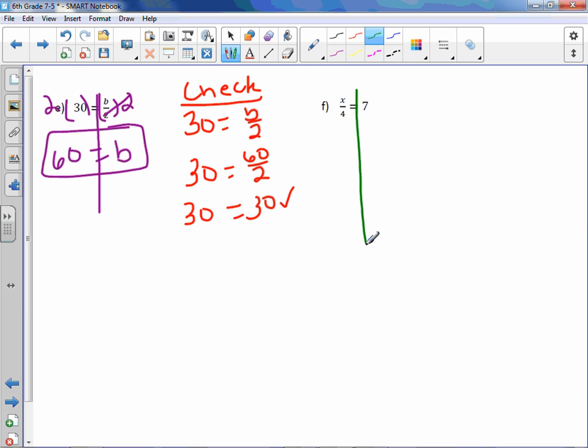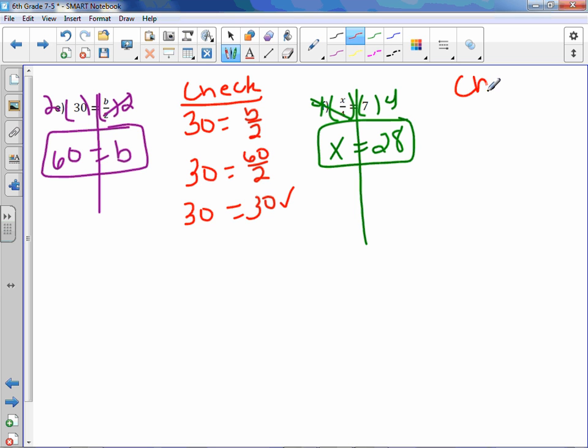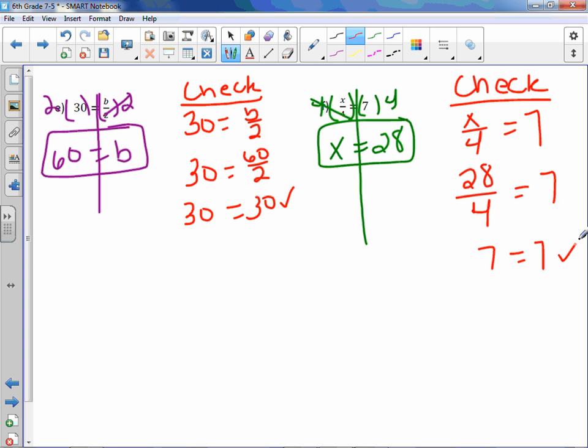Letter F. X divided by 4 equals 7. To get rid of the divided by 4, we will multiply by 4. X equals 28. Now for the check, write the original. X divided by 4 equals 7. Plug in your solution. 28 divided by 4 equals 7. Perform the operation. 28 divided by 4 is 7. So this is true. 28 is the correct solution.